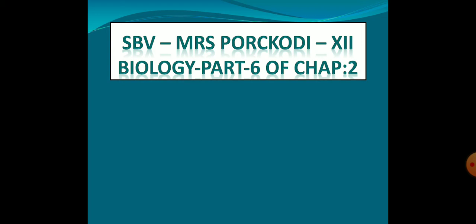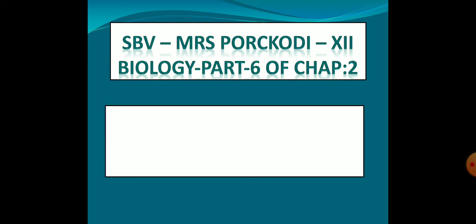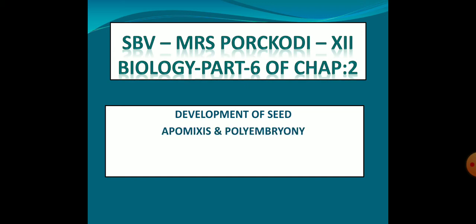Last class we also saw certain features about seed. So, today we'll see about development of seed. Then we'll see about a condition called apomixis and polyembryony, and then we'll see the summary of this lesson, and then we'll go with the assignment.